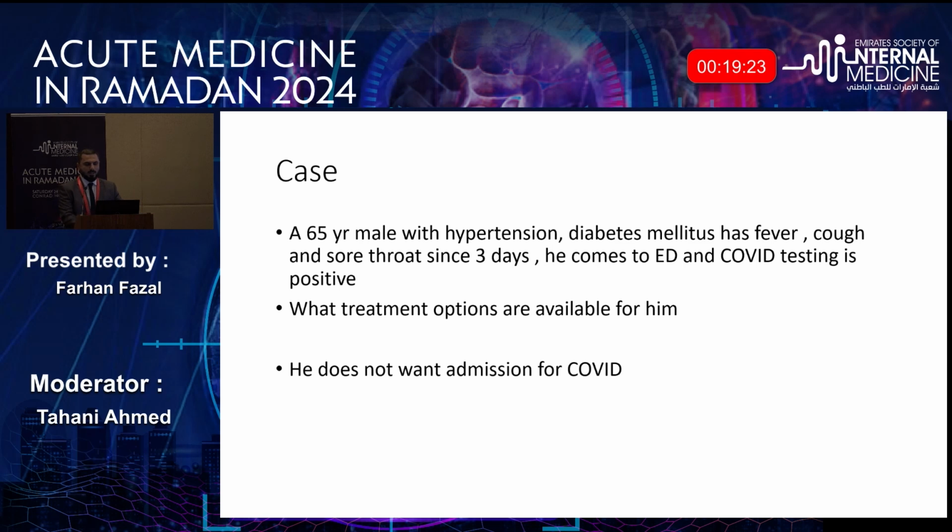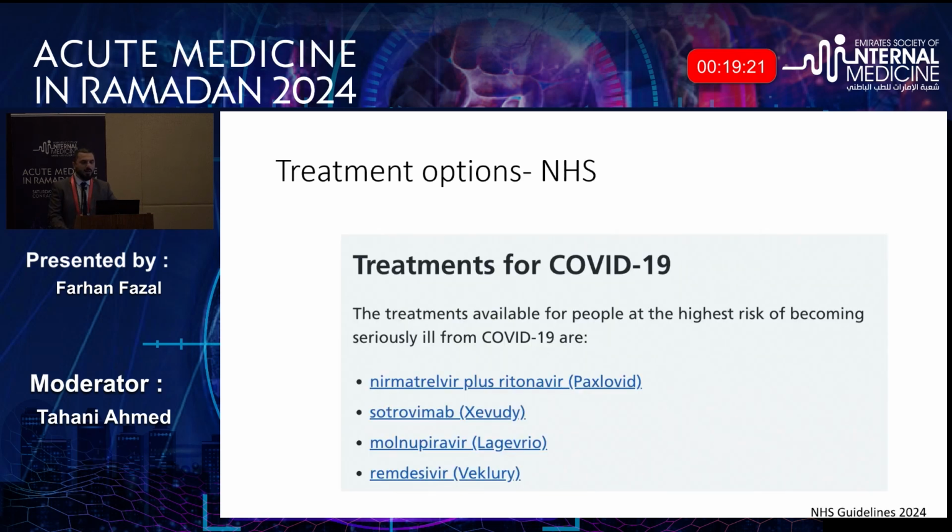So this is the NHS, the UK guidelines in 2024 in January. The treatment options here are nirmatrelvir. Please forgive me if I keep mispronouncing the name. It is really tricky. But I'll use the word Paxlovid for the same. Sotrovimab, molnupiravir, and remdesivir. So this is the NHS guidelines for the options for treatment of COVID in 2024.